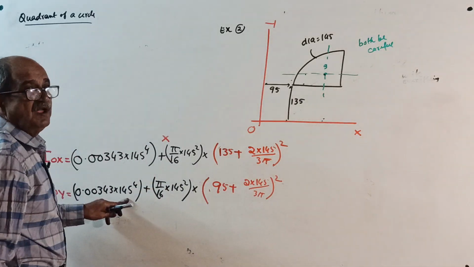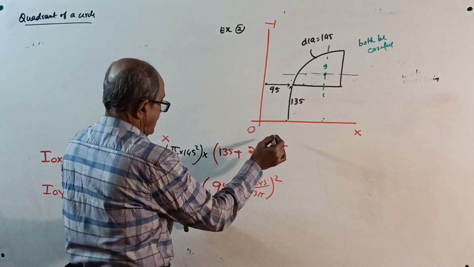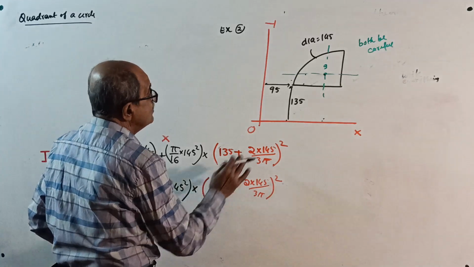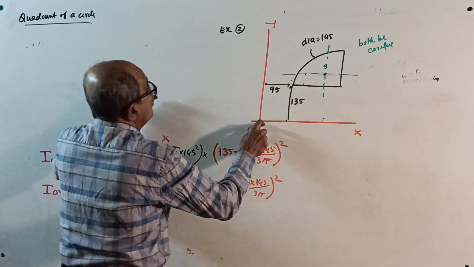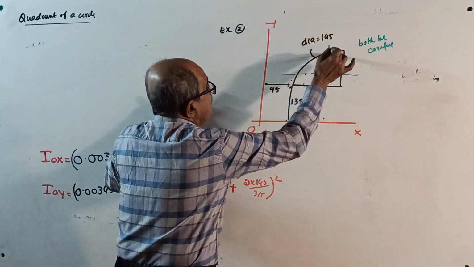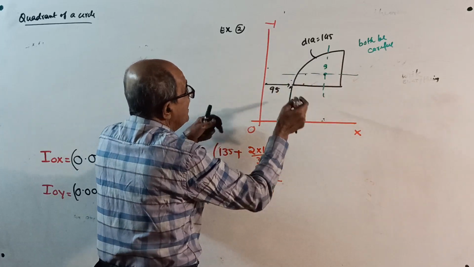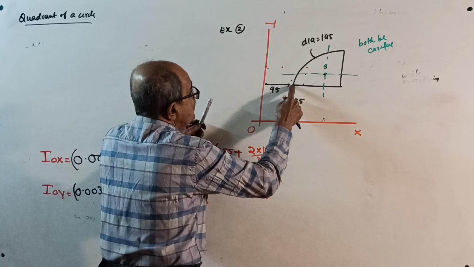0.00343 into 145 power 4 plus area into, this is 95. Sorry. Not this, I about this one. I about OY. First, I about its own axis: area into this distance square. No, that is for OX. For OY, this distance square is 95.